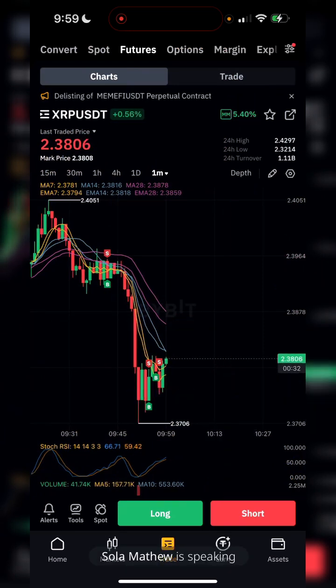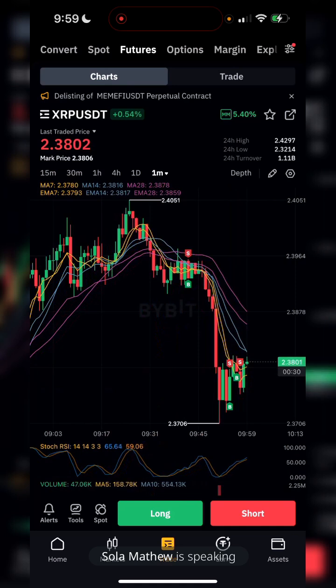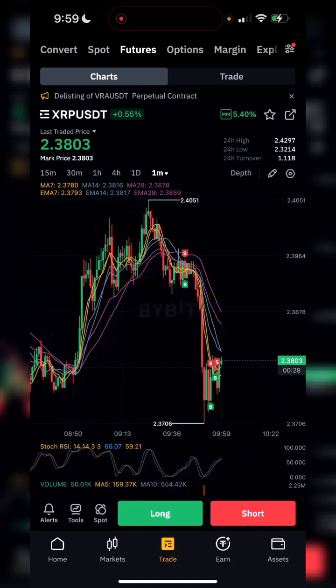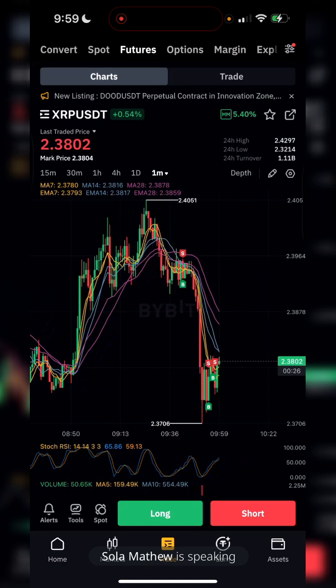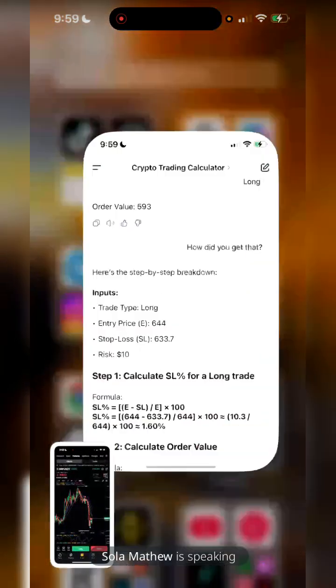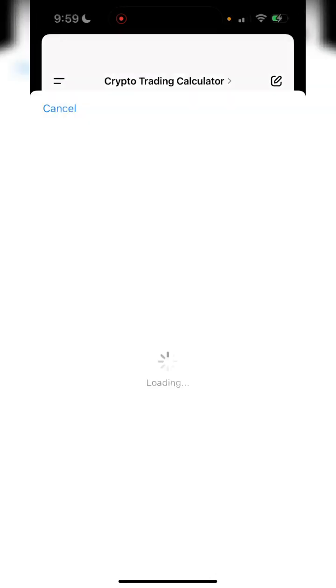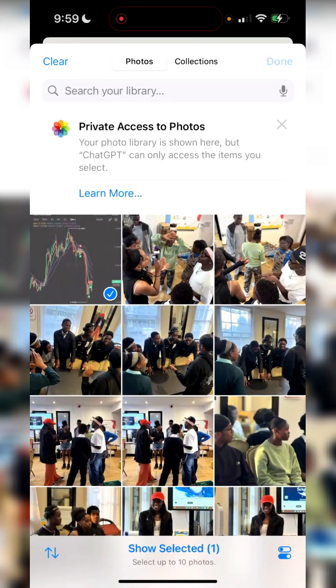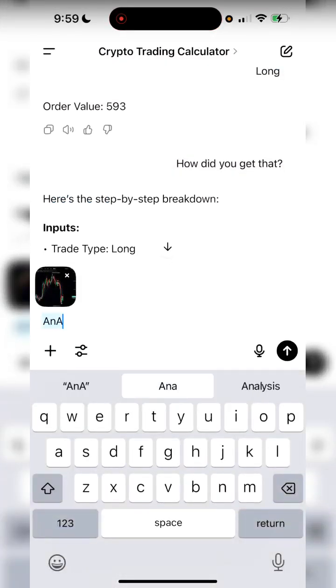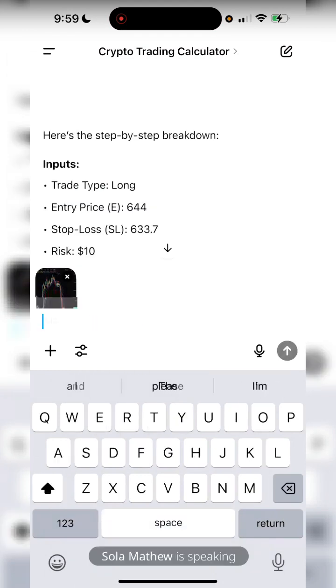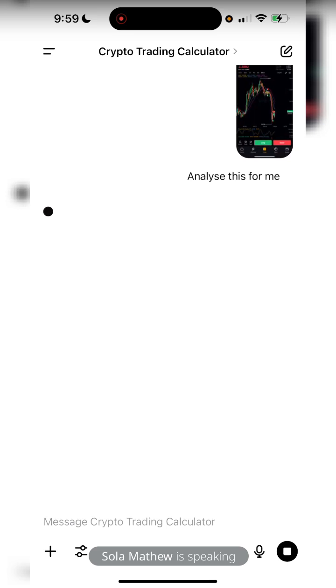You can also snap a picture. If you are using ChatGPT Pro, I think you can also use the free one. You can snap the picture, and then let's go to ChatGPT. I'll say, okay, analyze this trade for me. Analyze this for me. All right. But let's see if it's going to analyze it very well.